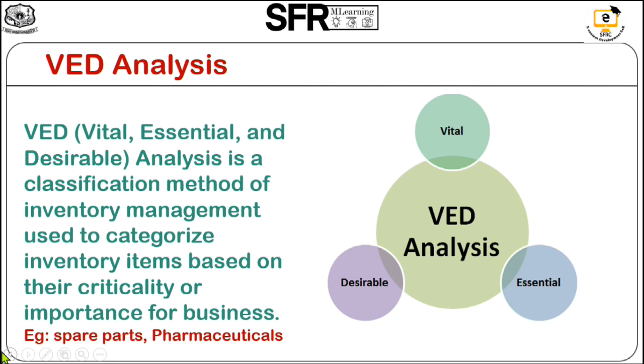The vital stock items will be given more importance, because without that stock they cannot run the business production process. This type of VED analysis is adopted by spare parts manufacturing organizations, pharmaceuticals and drug industries, where they use different types of chemicals to manufacture a drug.